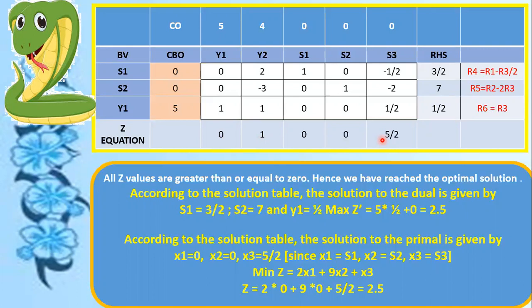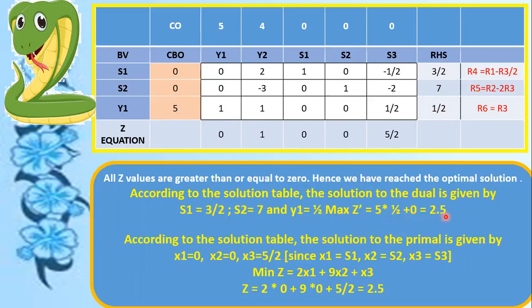According to this solution table, the solution to the dual is given. If you want to get the solution of the dual, then S1 is 3 by 2, S2 is 7 and Y1 is half. So maximize Z will be equal to 5 into Y1, that is half, plus Y2 value. There is no Y2 term in this table, so Y2 value will be equal to 0. So maximize Z dash will be equal to 2.5. 5 by 2 is 2.5.